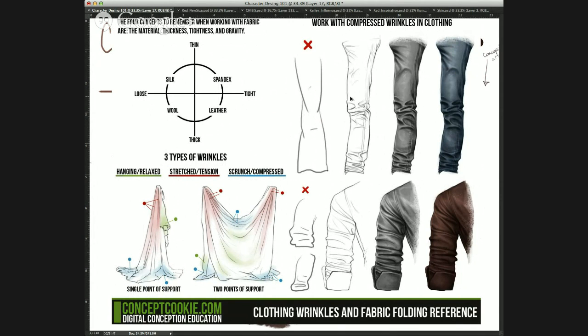So like on jeans, wrinkles on the side are usually tension or stretched wrinkles. The ones that are near the knee or near the ankle are usually compressed. And the wrinkles that are kind of in between, or like if the pants themselves are not skinny jeans, they're more relaxed or fit jeans, then that's where you'll see some hanging wrinkles, because they're not wrinkles based on tension or they're not being pushed against each other, but rather they're just excess clothing that is forming a wrinkle.